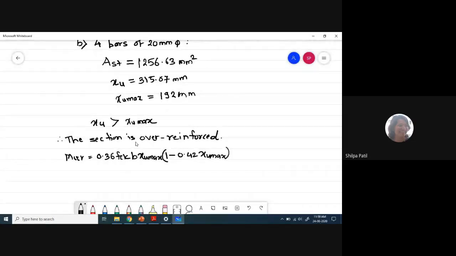Correct? Is whatever I have written correct? Yes, ma'am. Okay, so find out now. D minus 0.42. Bracket, D minus 0.42. Yes, correct. D minus.